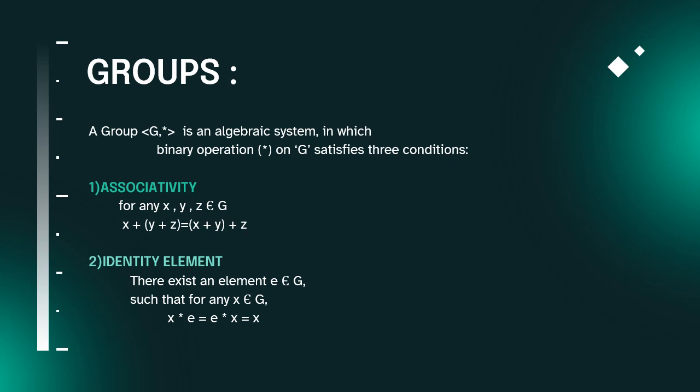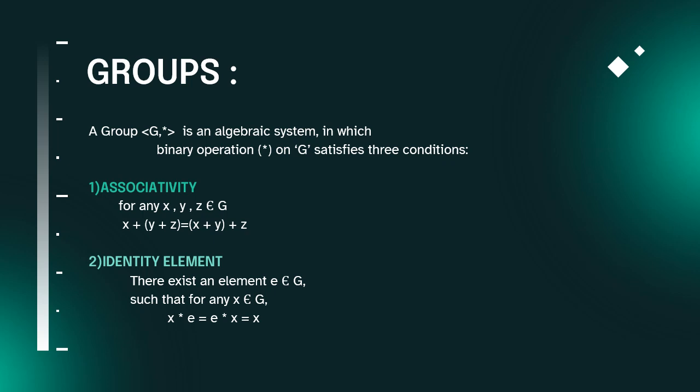So first, the associative property. If we have three elements x, y, z, the operation on these three elements with different groupings in the parentheses should be equal. That is nothing but the associative property.